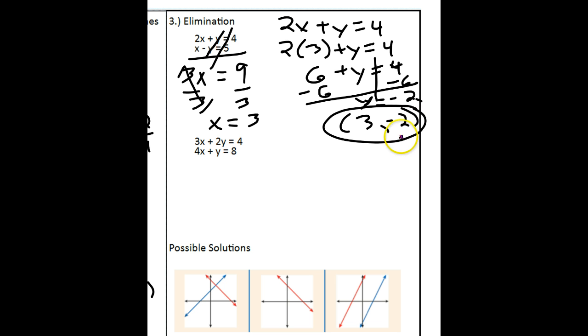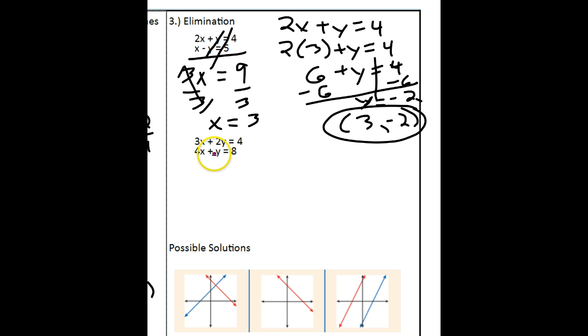Okay, but things don't always work out as nice. You're not always going to have things that cancel each other out, like the y's did right here. Positive y minus y is 0. Sometimes you're going to end up with equations like 3x plus 2y equals 4 and 4x plus y equals 8. If you add the x's and the y's and the numbers together, nothing is going to cancel each other out. But could we multiply the second equation by something to eliminate one of the variables? Well, the answer is yes.